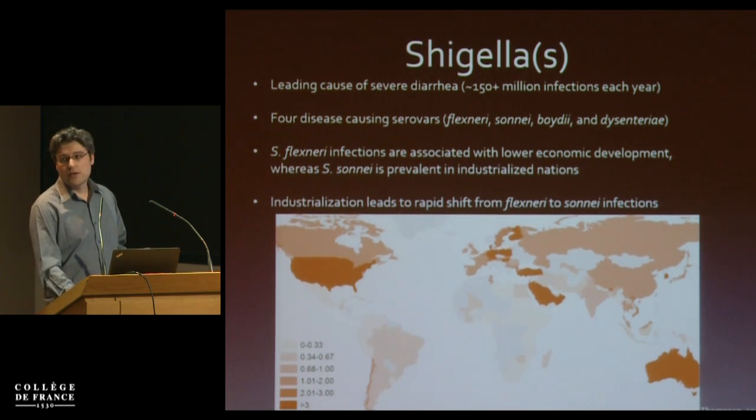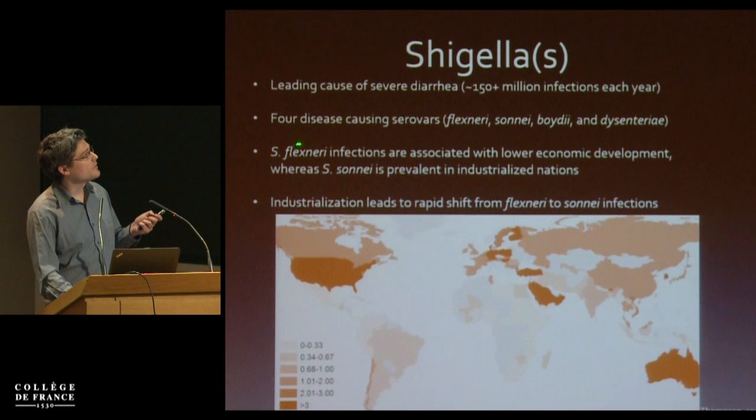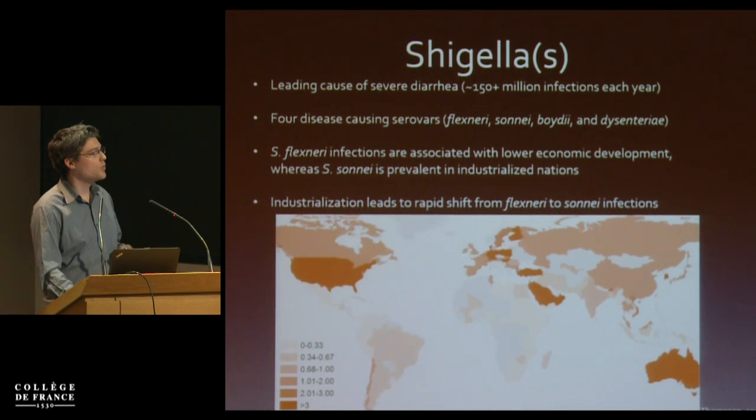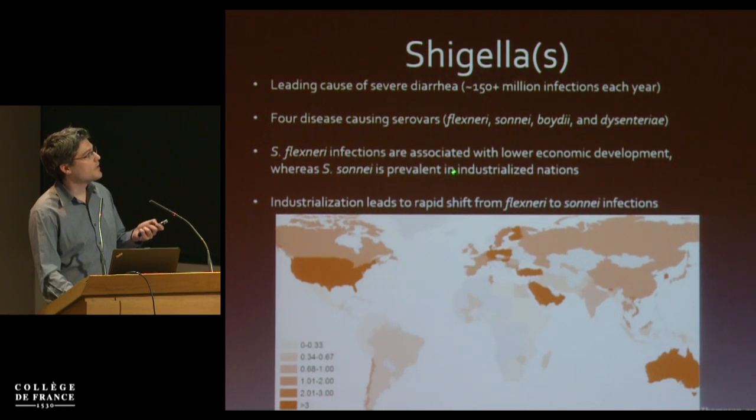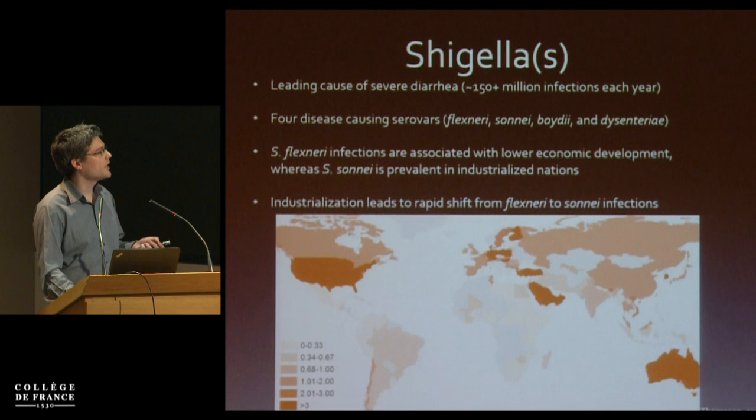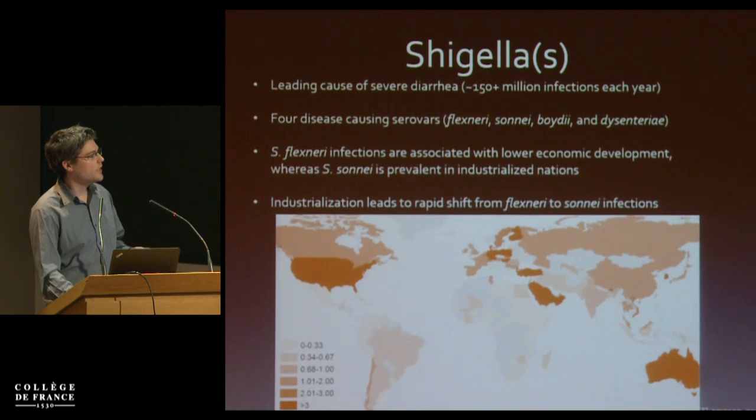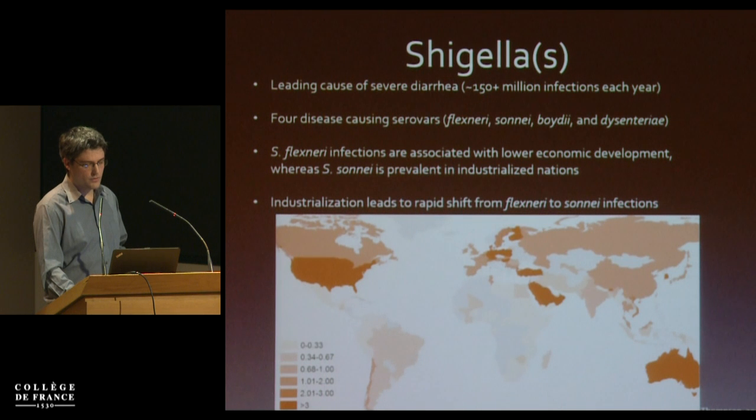Something that's been appreciated for the past several decades now is that Shigella infections caused by Shigella flexneri are more associated with lower economic development. Areas of the world that have poor access to clean water, that's where you're going to find Shigella flexneri, whereas Shigella Sonnei is more prevalent in industrialized nations. This is shown in this map of the world, plotting the ratio of Shigella flexneri to Shigella Sonnei, or Sonnei to flexneri. You can see areas that are more darkly colored, typically areas considered to have more economic development, have greater ratios of Shigella Sonnei.